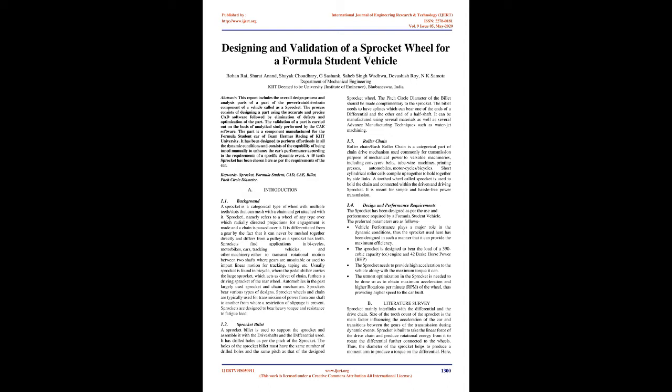Sprocket wheels and chains are typically used for transmission of power from one shaft to another where a restriction of slippage is present. Sprockets are designed to bear heavy torque and resist fatigue load. A sprocket billet is used to support the sprocket and assemble it with the drive shafts and the differential used. It has drilled holes as per the pitch of the sprocket. The holes of the sprocket billet must have the same number of drilled holes and the same pitch as that of the designed sprocket wheel.